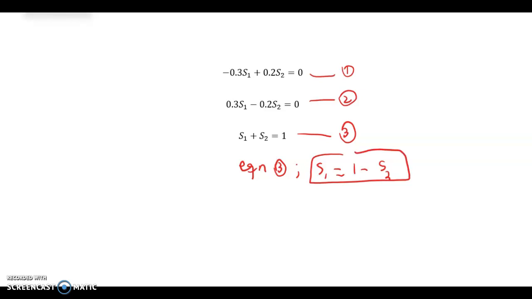So let's plug in x1 equal to 1 minus x2 in equation 1. You can either do it in equation 2, it doesn't matter. Either way, you're going to get the same result. So you have negative 0.3 times 1 minus x2. Wherever you see x1, you plug in 1 minus x2. Now we're going to distribute 0.3 over the items we have in the parentheses.